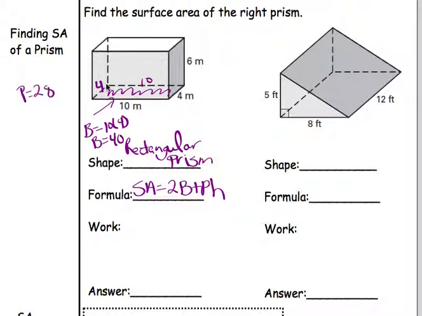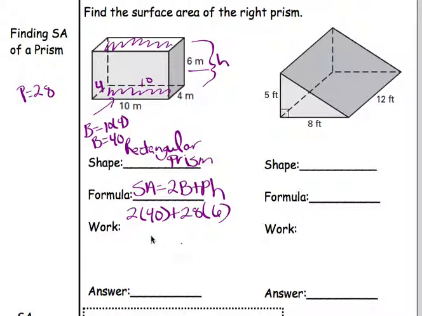Then you need the height of the prism, which is the, since this is my base on the bottom, the other base that would go with it is the top, and the height is always the distance connecting those bases. So the height here is going to be this 6 meters. So we're going to fill those into the formula. 2 times the area of the base, which is 40, plus the perimeter of the base, which is 28, times the height, which is 6.